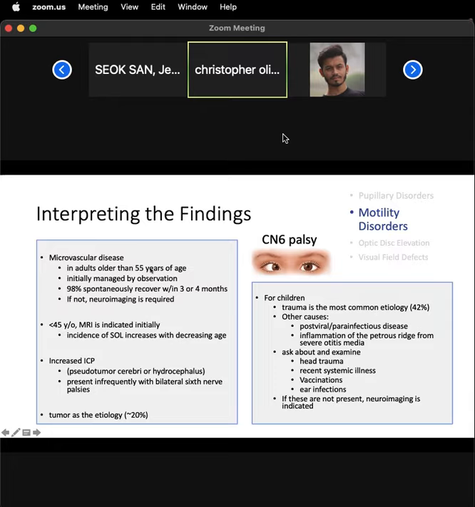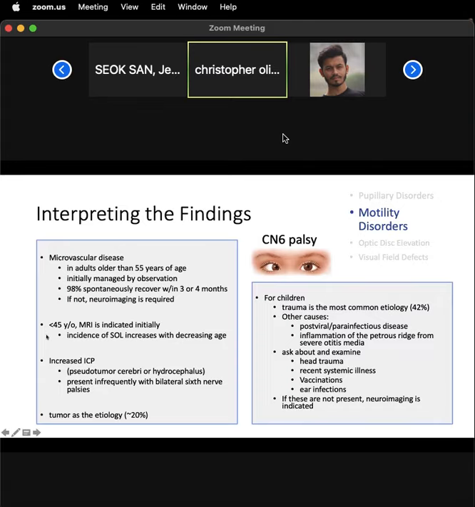So you consider a cause of microvascular disease when patients are older than 45 years of age. With that, we can initially manage the patient with observation, as we know that in 3 or 4 months it will recover spontaneously. If not, the patient follows up, then you can start workup.